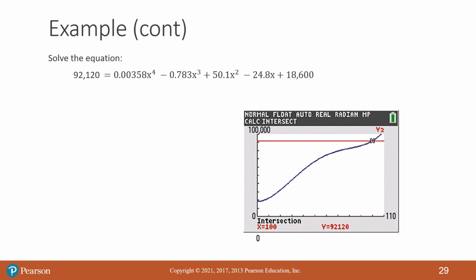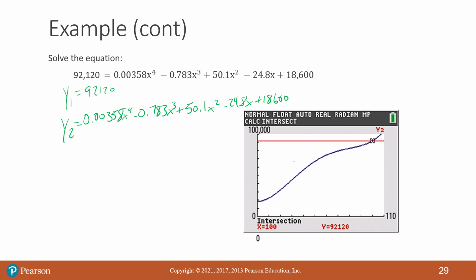Now on my TI calculator, I'm going to let y1 be the 92,120, and I'm going to let y2 be 0.00358 x to the fourth minus 0.783 x to the third plus 50.1 x squared minus 24.8 x plus 18,600. Okay, so that's what I've got going on there. Now, if I graph both of these together, I should get a graph. If I zoom, I can get a graph that looks like this.